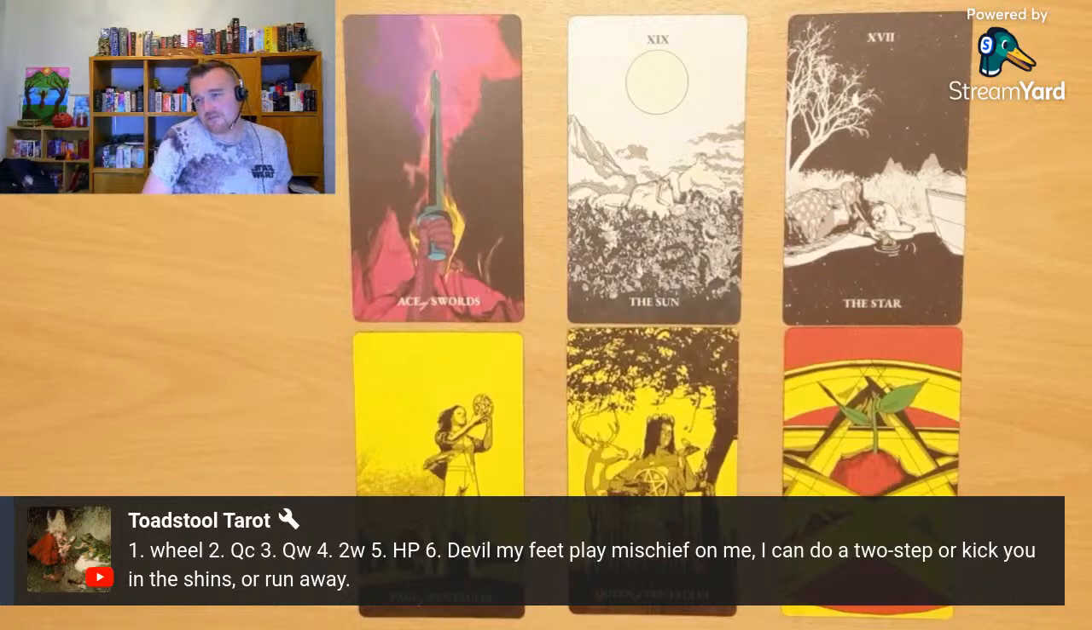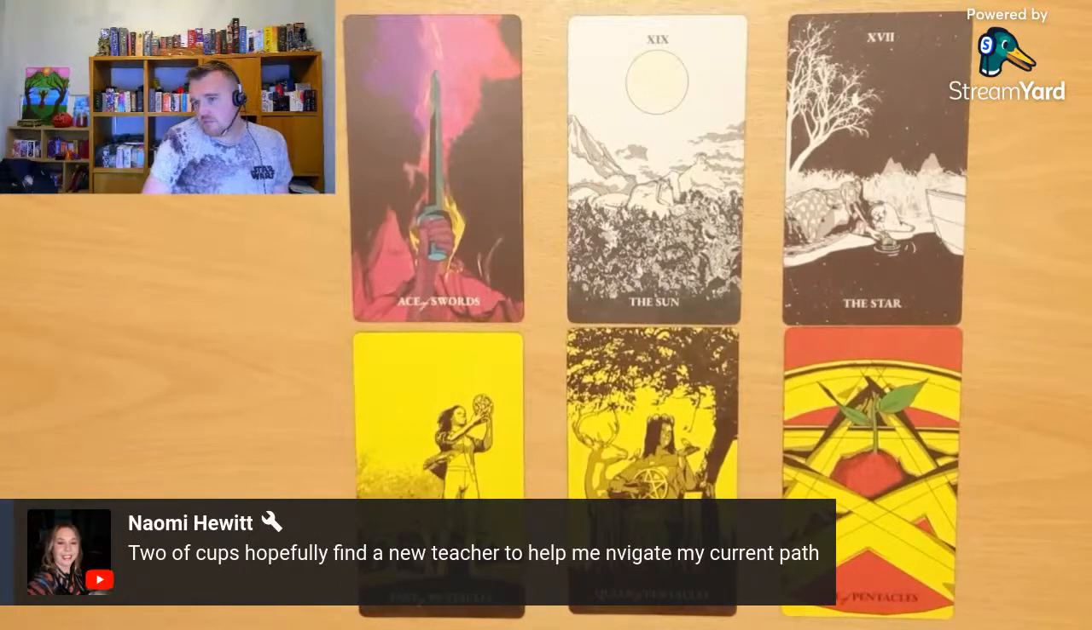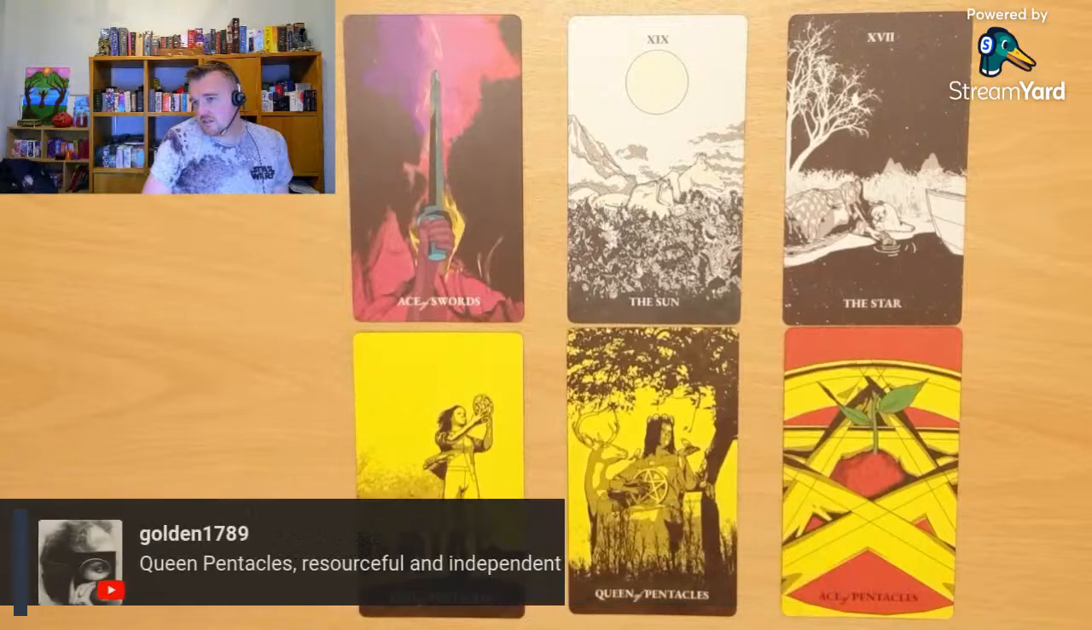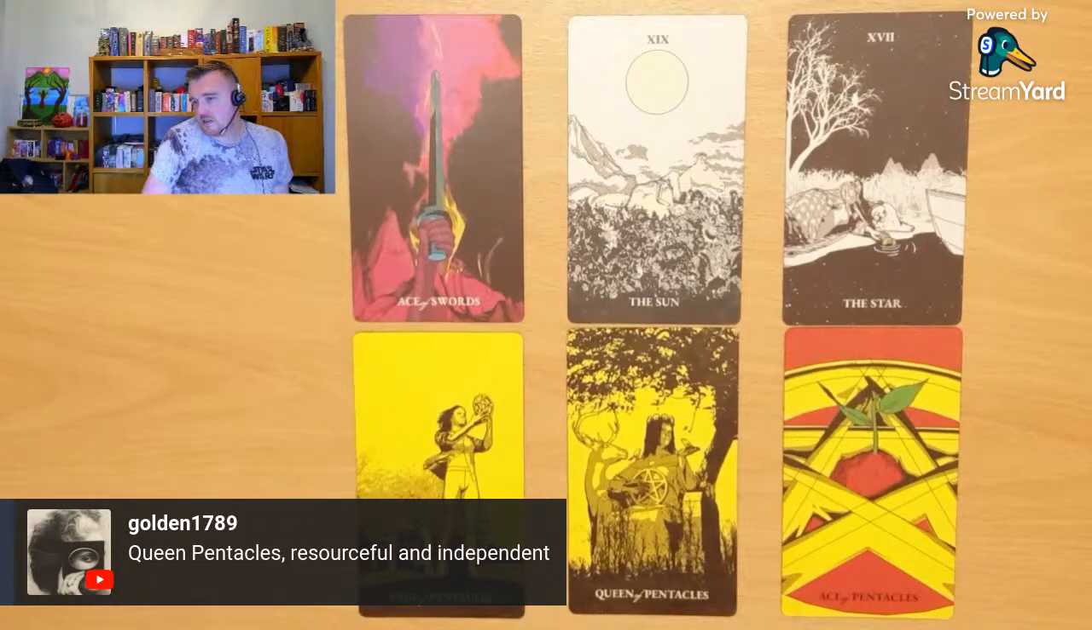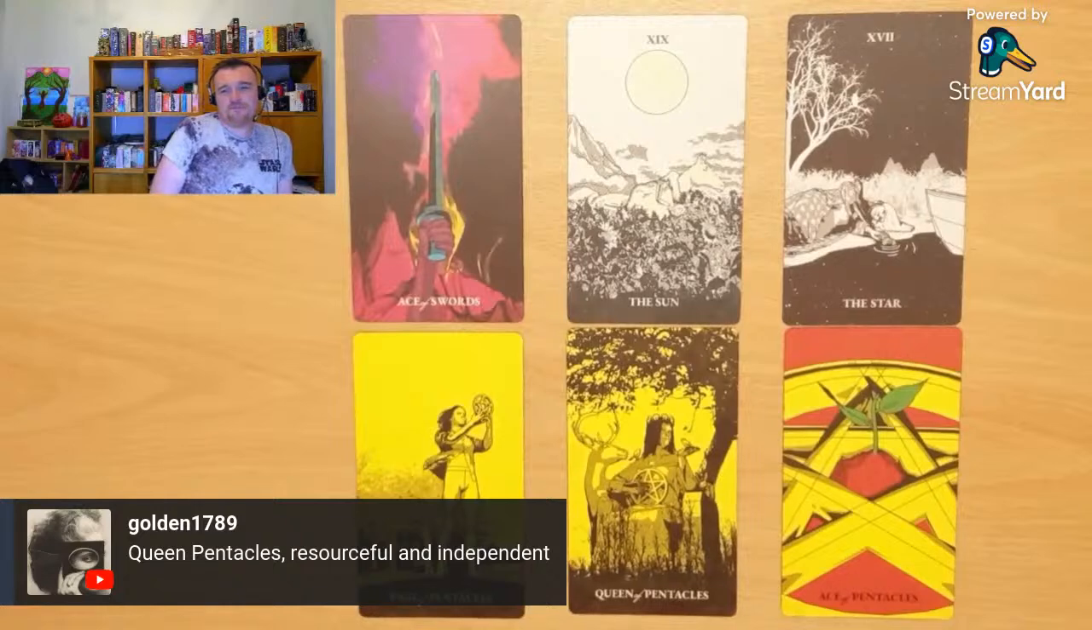So there's what, seven of us pulling cards, maybe eight. There's four of you, there's me, so that's five. Debbie got the King of Swords, that's six. Naomi got the Two of Cups. Seven, and Golden got the Queen of Pentacles. Is that eight of us? So half of us got the Devil for the feet spread position, for the path that we're walking.